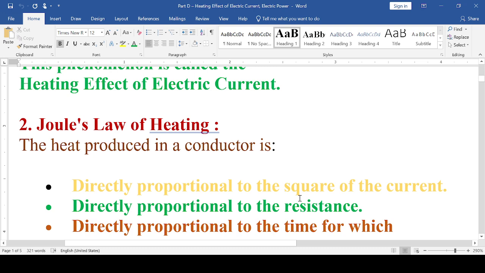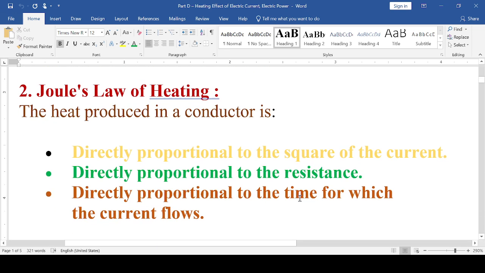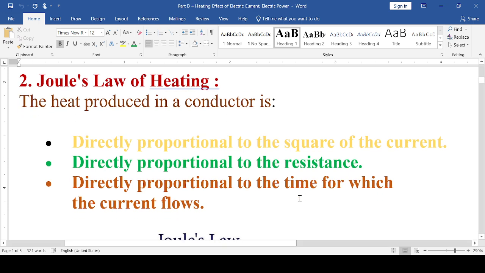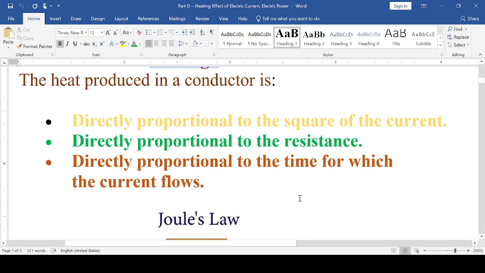Next comes Joule's law of heating. Whenever heat is produced in a conductor, it is directly proportional to the square of the current. Heat produced is directly proportional to the resistance, and directly proportional to the time for which the current flows. If you pass the current for 5 minutes and for 1 minute, in which scenario will more heat be produced? As the time duration is more, heat produced will be more.